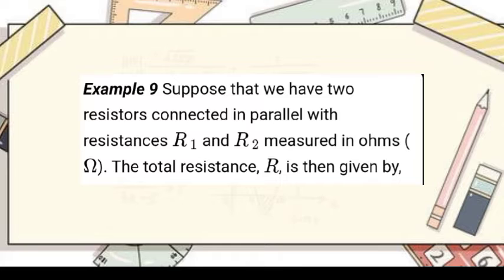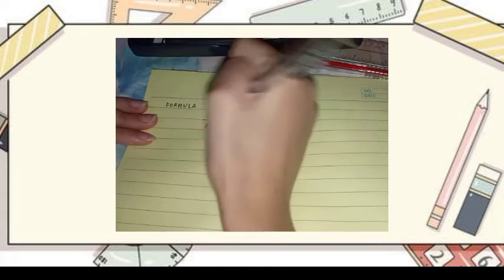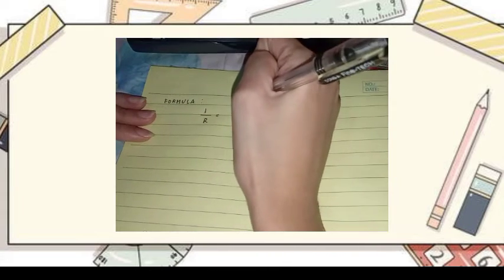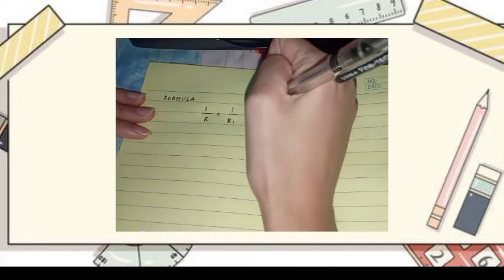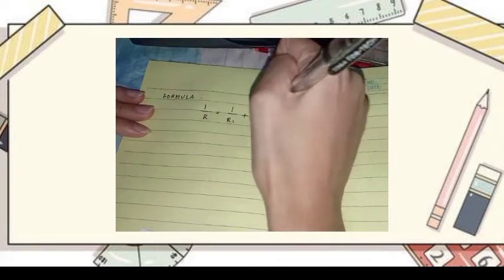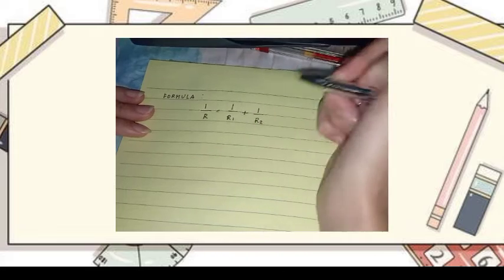Suppose that we have two resistors connected in parallel with resistance R sub 1 and R sub 2 measured in ohms. The total resistance R is given by. First, we need to write the formula, which is 1 over R equals 1 over R sub 1 plus 1 over R sub 2.